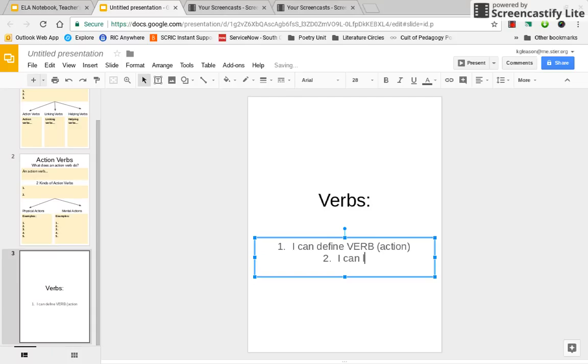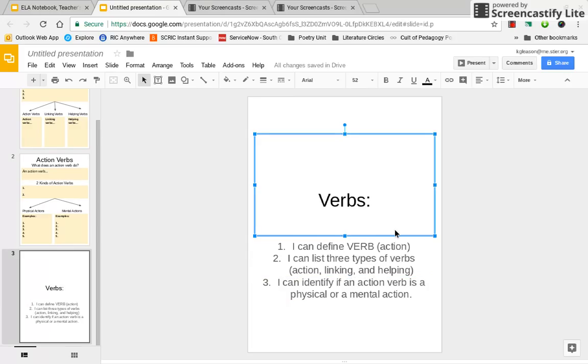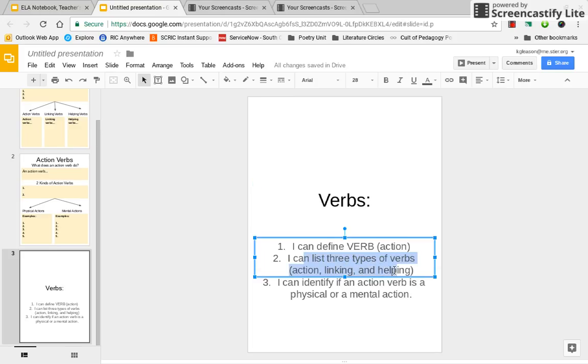I can list 3 types of verbs. Those are action, linking, and helping. And I can identify if an action verb is a physical or a mental action. Okay, so today we are learning specifically about action verbs. You're going to learn what all 3 types of verbs are, but we're going to focus on action verbs and being able to tell if it's a physical or mental action.